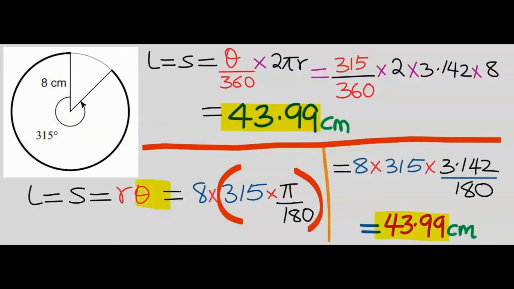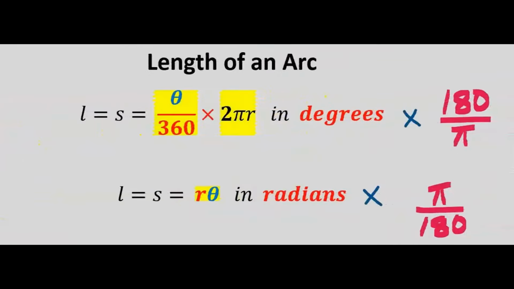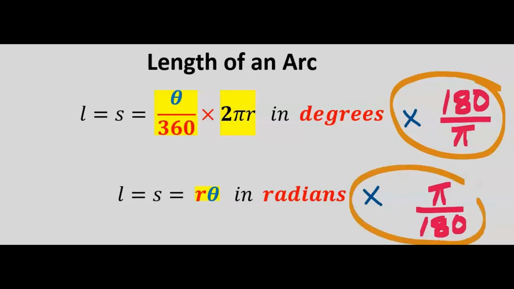If you must use the radians formula for a given degree, then you must learn how to convert. To convert degrees to radians, you're going to multiply by pi divided by 180. Likewise, to convert from radians to degrees, you're going to multiply by 180 divided by pi. Always remember this.